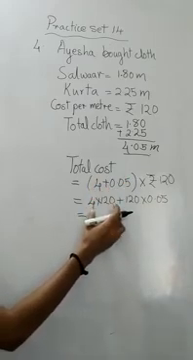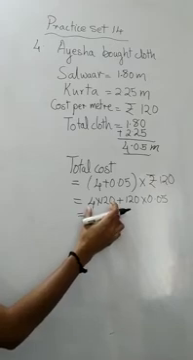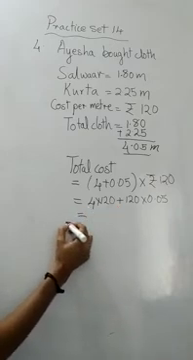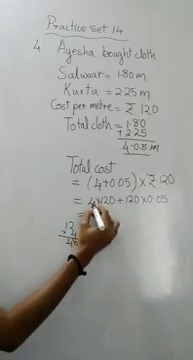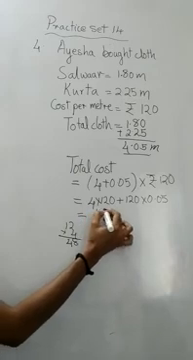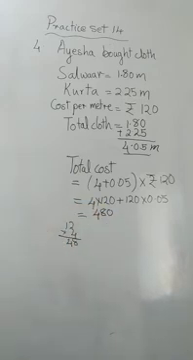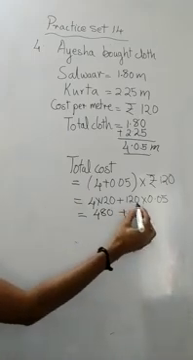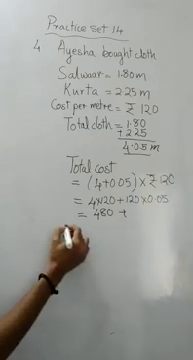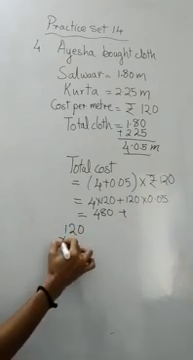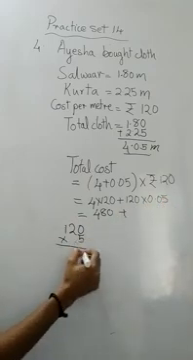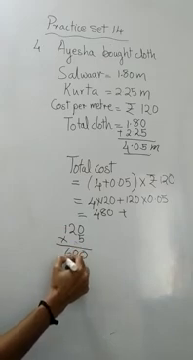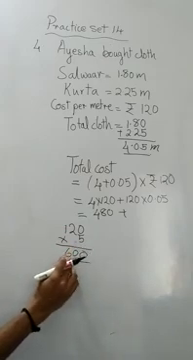Now, what will you do is 120 into 4. 12 into 4, you know what is 12 into 4? 12 into 4 is 48. Okay, so 120 into 4 will be 480. Then what you have to do is here 120 into 0.05. That you can do as 120 into 5, just forgetting the decimals. First you will multiply with 5. That is, what will you get? You will get 600.